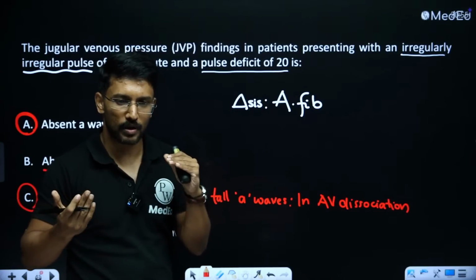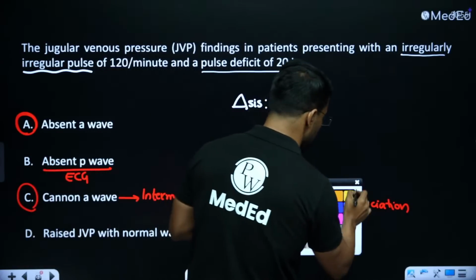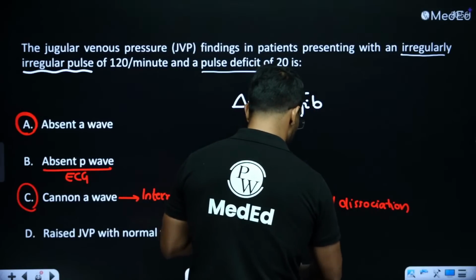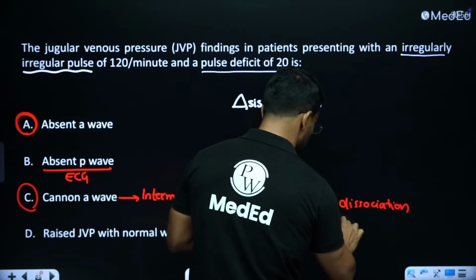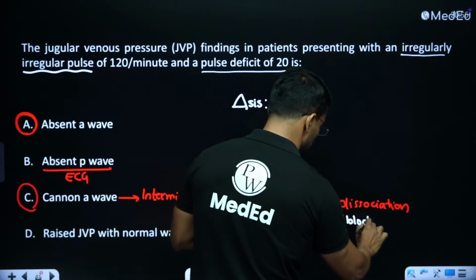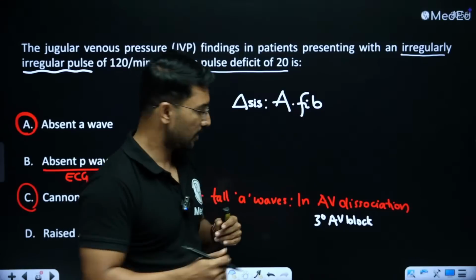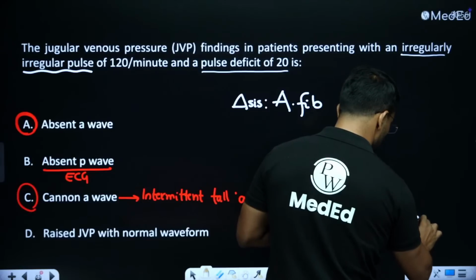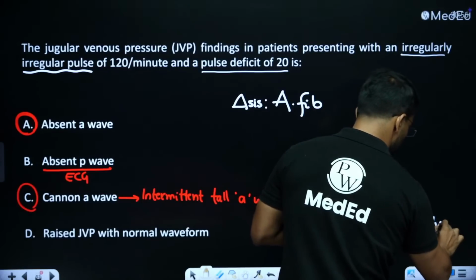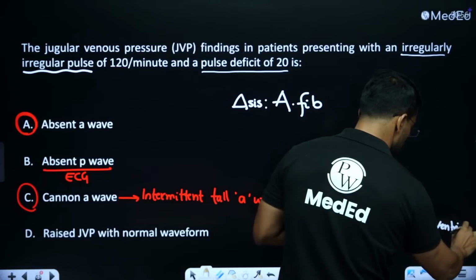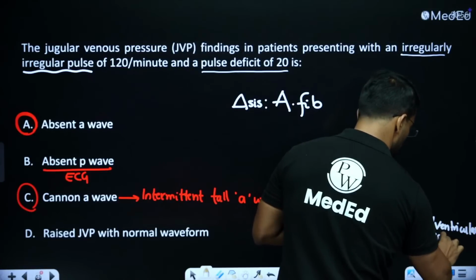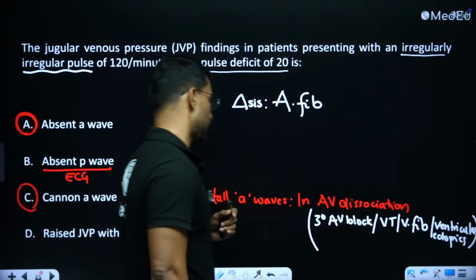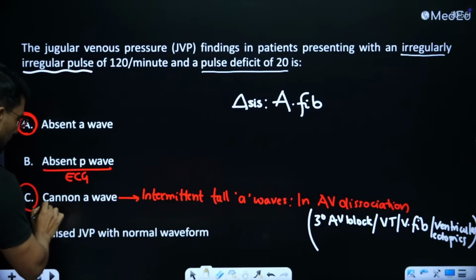Either atrial rate is more than ventricular rate, which mainly happens when we have complete heart block or third degree AV block. And when do I get ventricular rate more than atrial rate? When I have ventricular tachycardia or ventricular fibrillation or ventricular ectopics. These conditions we call AV dissociation. And when we have AV dissociation, we get this Canon A wave.